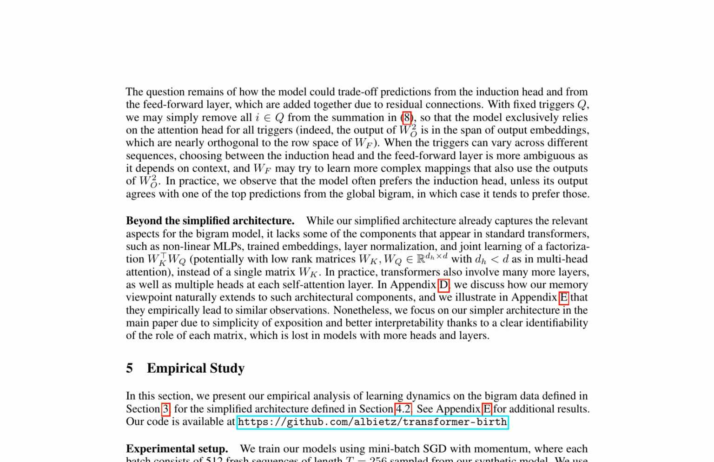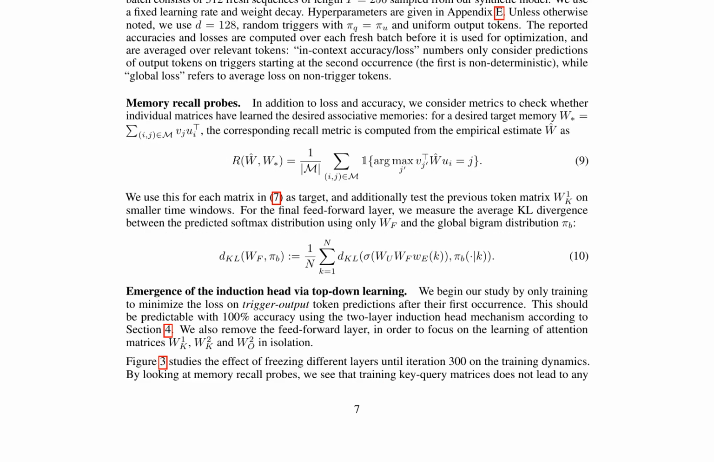The empirical study involves training models on synthetic bigram data, using minibatch SGD with momentum and fixed hyperparameters. The authors employ memory recall probes to check whether individual matrices have learned desired associative memories. They also measure the average KL divergence between the predicted softmax distribution and the global bigram distribution.